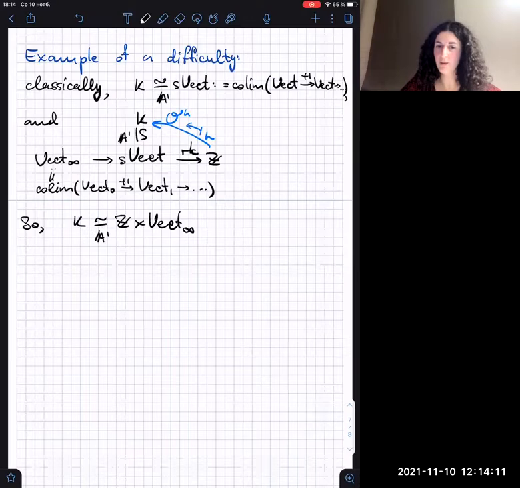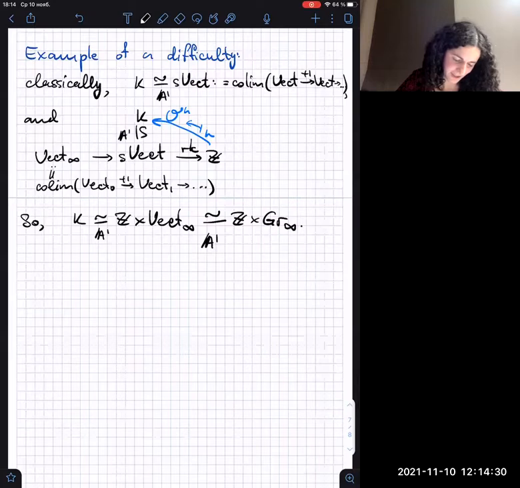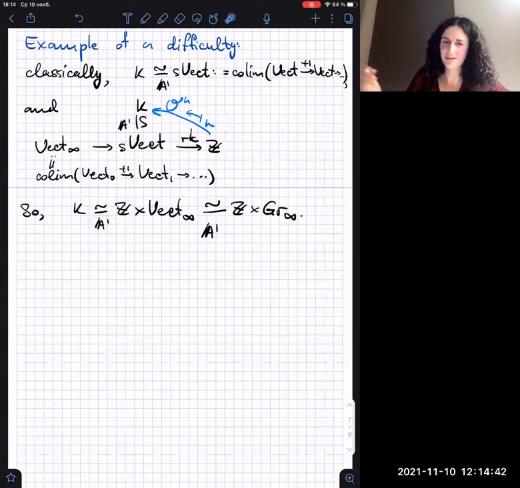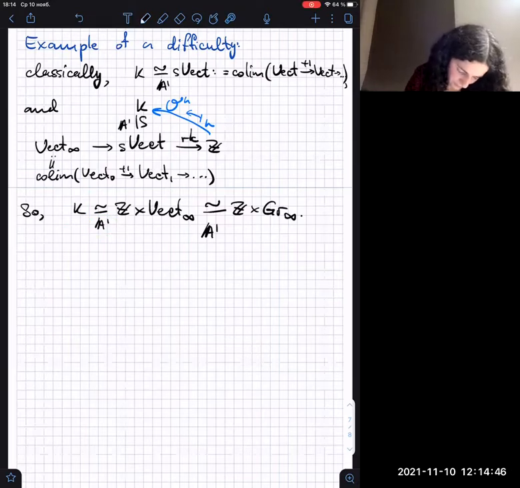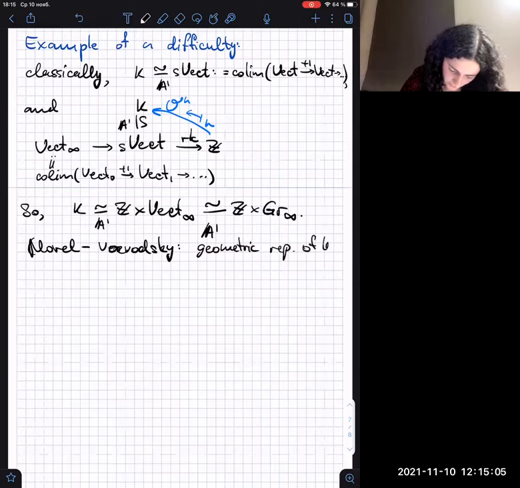And then people are happy with that, because we can replace this telescope with something better up to A1 homotopy. This is just the infinite Grassmannian. I think this was one of the main results that justified the creation of motivic homotopy theory: up to A1 homotopy, one can replace this abstract construction with a very nice smooth ind-scheme, the infinite Grassmannian times Z. This is due to Morel and Voevodsky, and one can think of it as geometric representability of K-theory up to A1 homotopy.